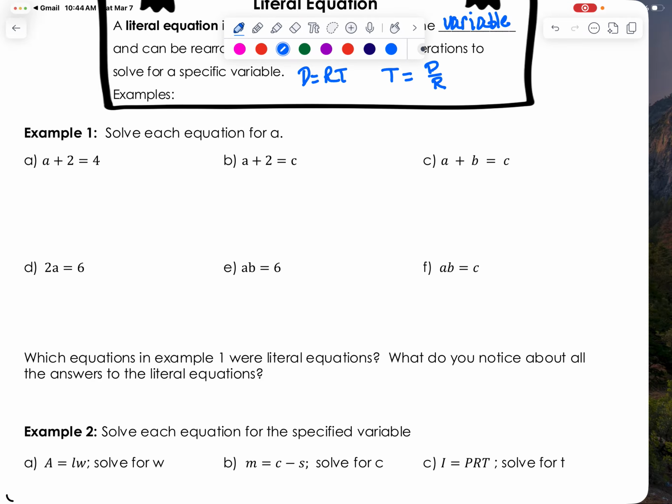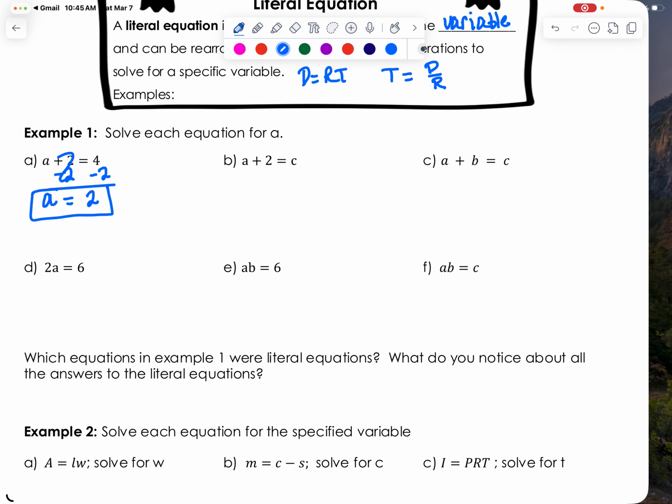In problem A, we have A plus 2 is equal to 4, and the directions say to solve the equation for A. So if I want to get A by itself, I would simply subtract 2. I'm using inverse operations here to isolate the A. So 2 minus 2 would zero out, and 4 minus 2 is 2. So when we isolate the A, we get A equals 2.